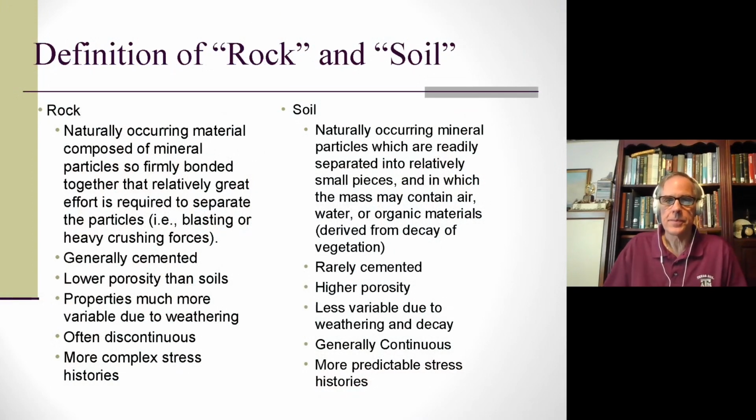First of all, a rock is a naturally occurring material composed of mineral particles so firmly bonded together that relatively great effort is required to separate the particles. Either you have to blast them or crush them or somehow wedge them apart. They are generally cemented. They have lower porosity than soils, although they're not entirely unporous. Those of you who buy granite countertops for your house will find that they're sealed because they are natural rocks and they are porous. Their properties are much more variable due to weathering, and we're going to talk about weathering in a minute. They're often discontinuous and they have very complex stress histories.